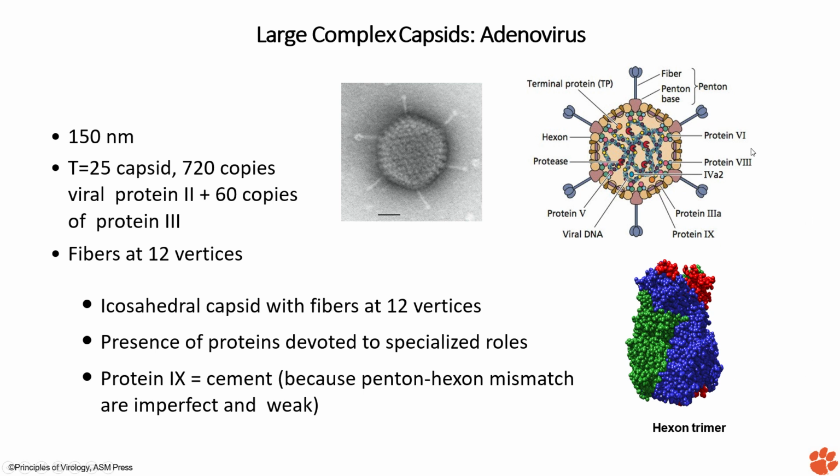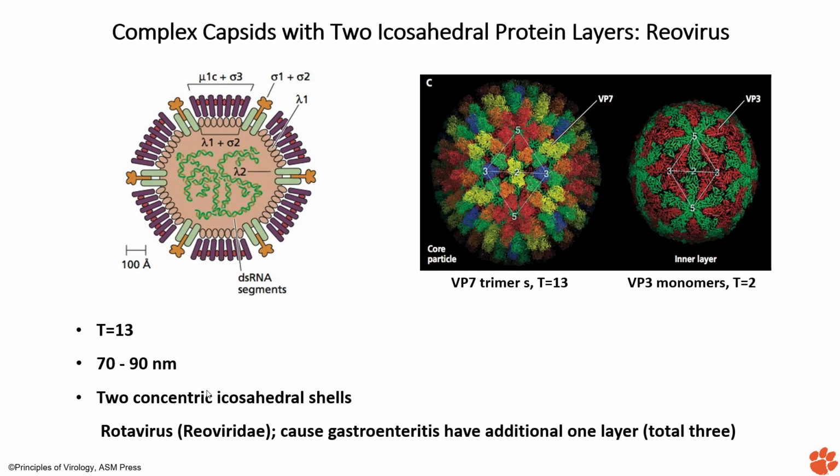So again, you can see that there is a lot of information in there. Here, this is just for illustration purposes. You do not need to memorize any of these numbers of proteins or anything. If you just remember protein 9 as a cement protein, I think that should be all right.